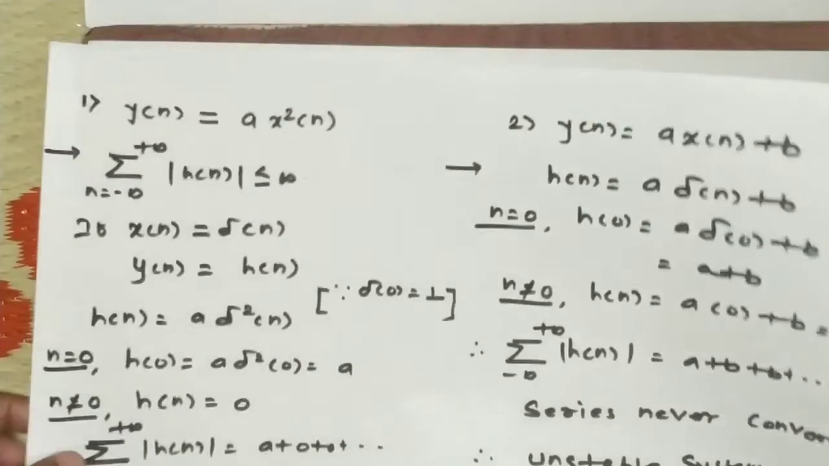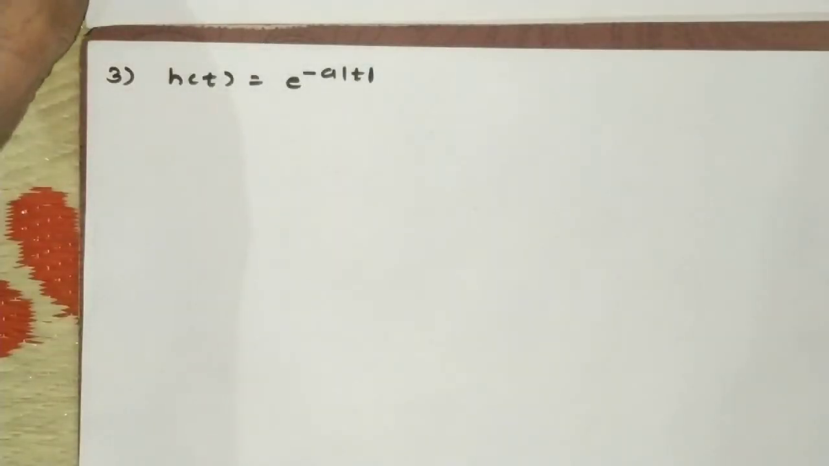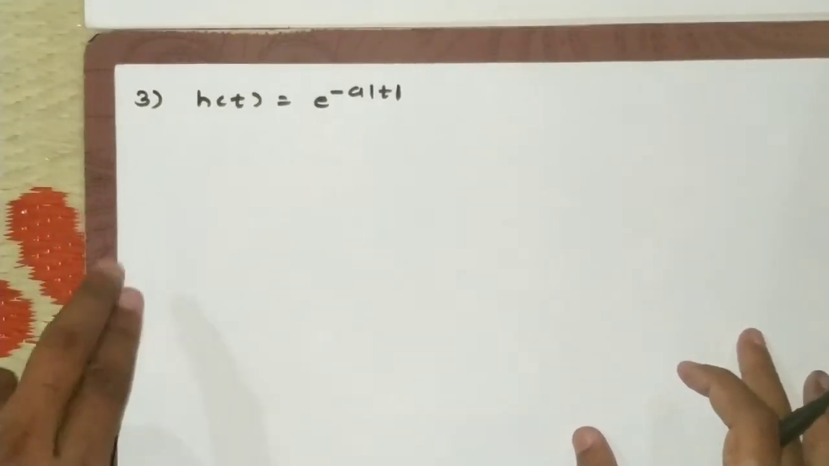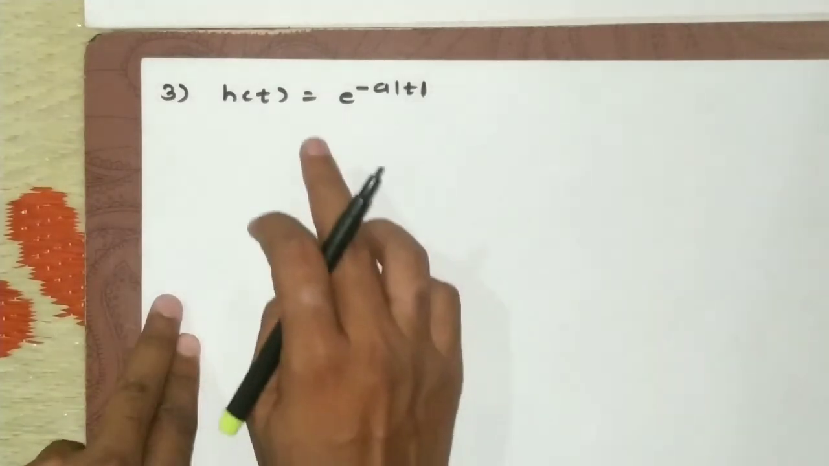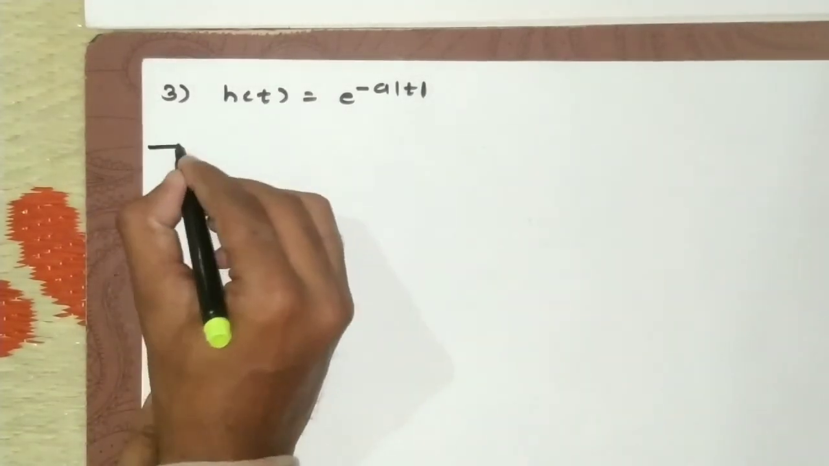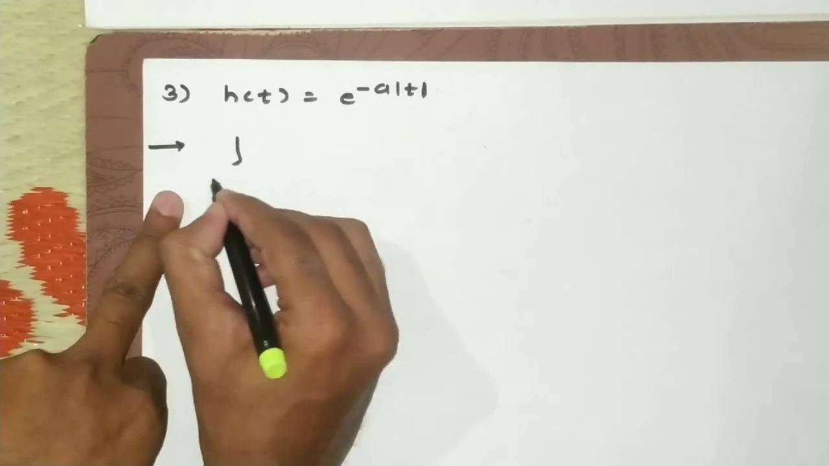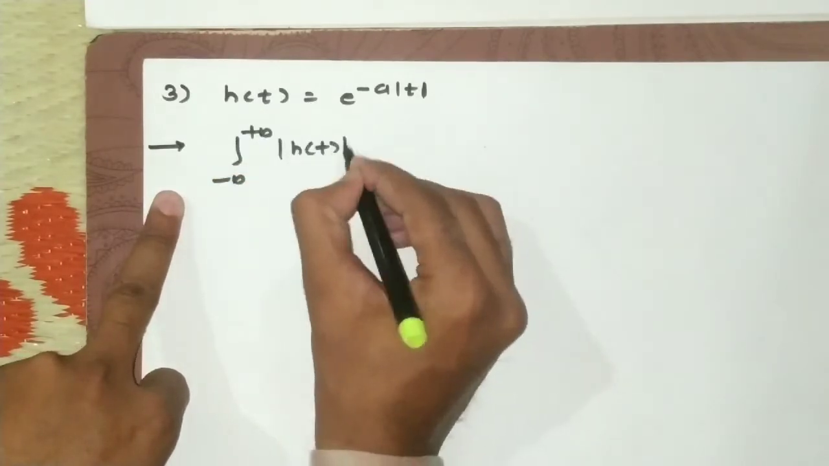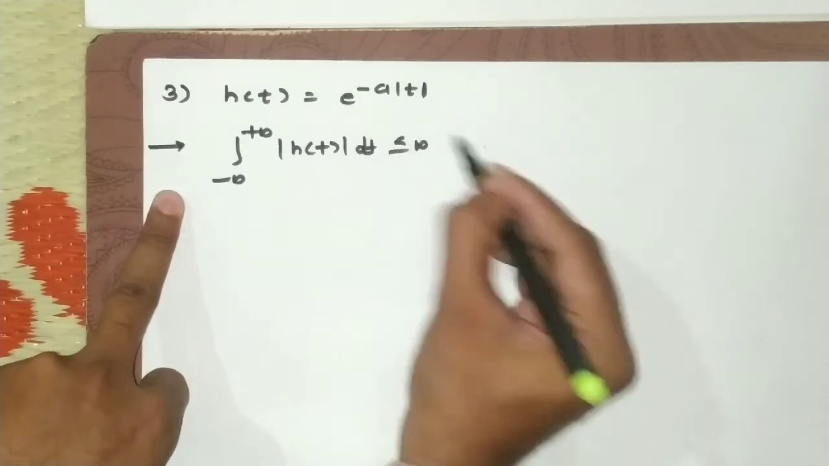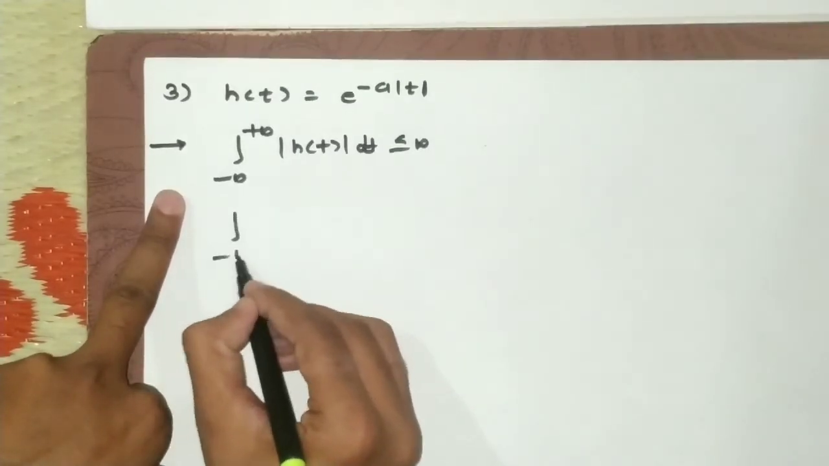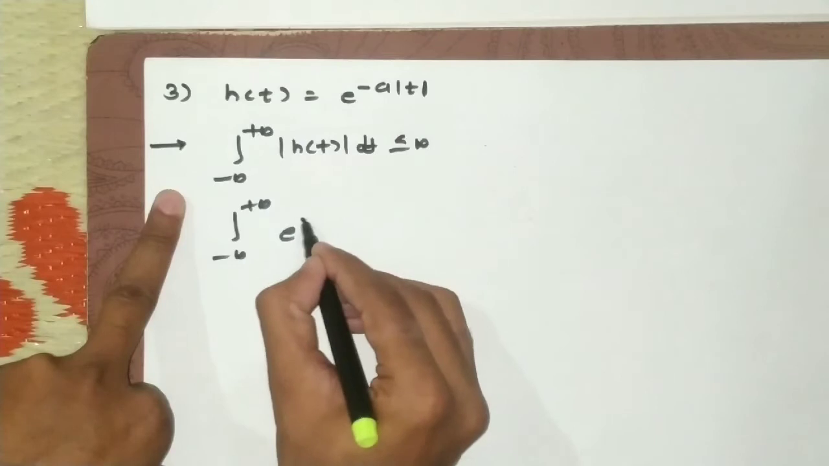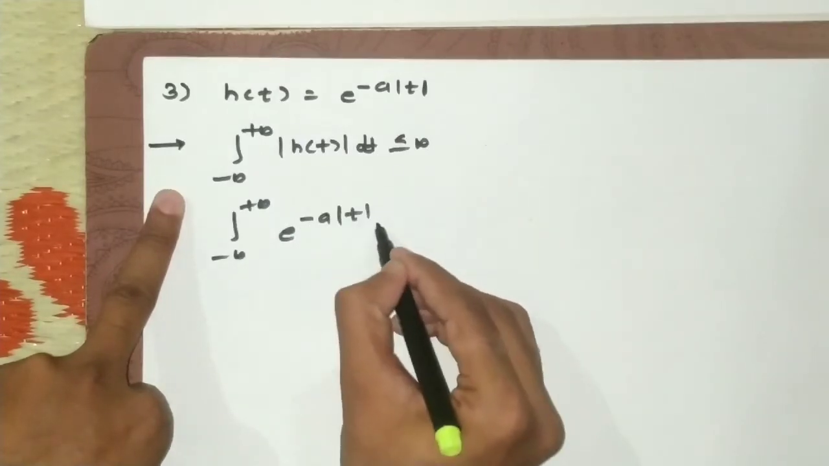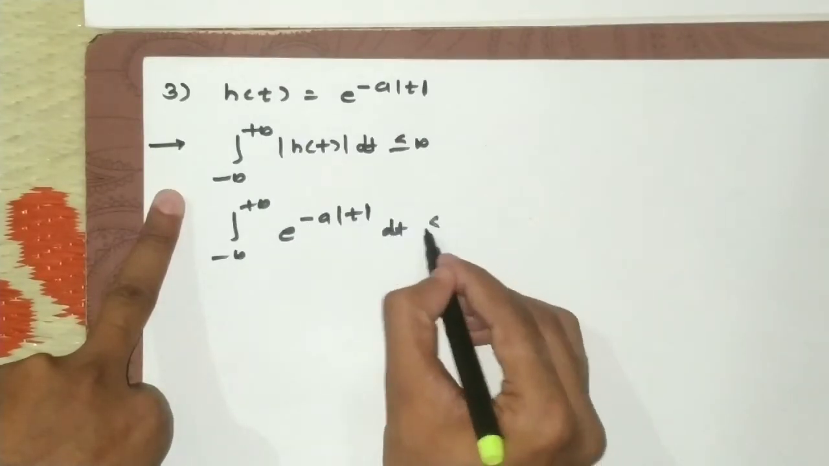Let us see a few more examples on this. We have the next example for a continuous time signal. Here h(t) is directly given, so we'll write the important condition. We know that the integration of mod h(t) dt should be less than infinity. So we'll substitute those values. This is e raised to minus a mod t dt.